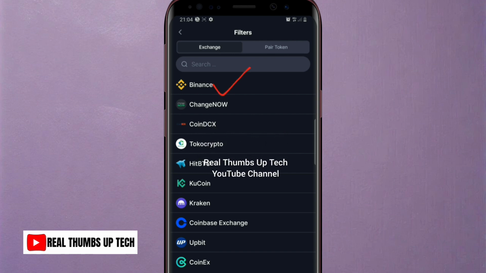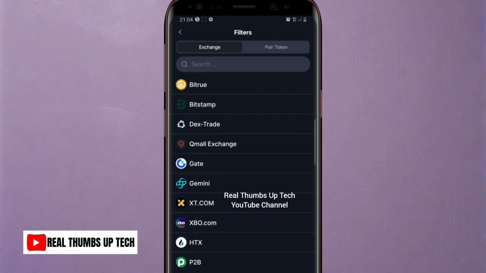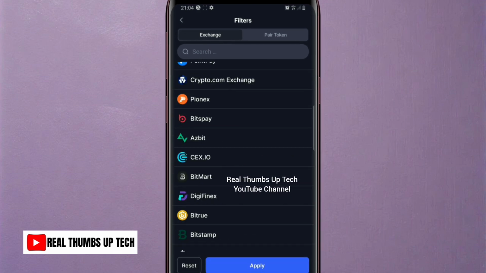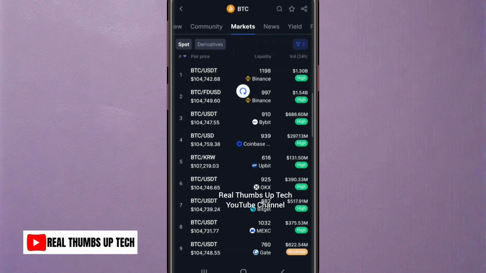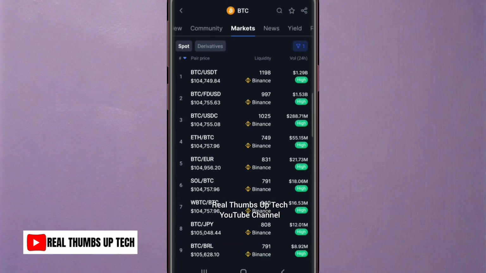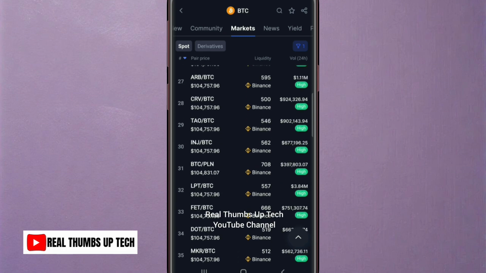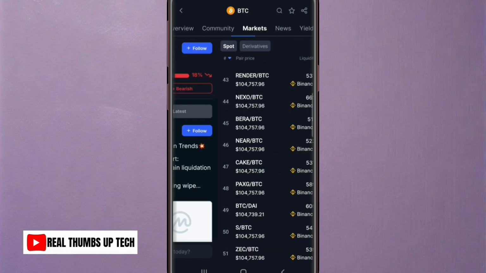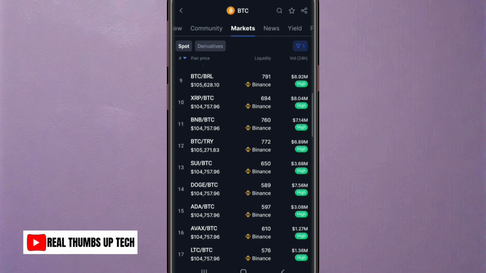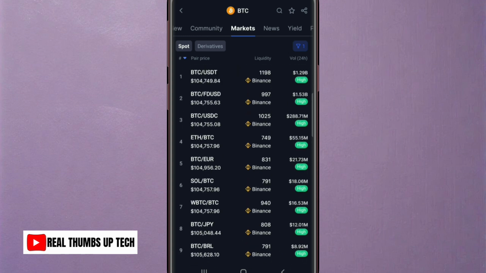If maybe you want to work with KuCoin or Bybit or any other exchange, you can select them. If you want more than one exchange, you can select it. But for me, I want to make use of Binance. So I select Binance and go over to apply here. Okay, so you can now see that everything here is all about Binance. Everything I'm seeing here, they are all coins that are paired with BTC on Binance.